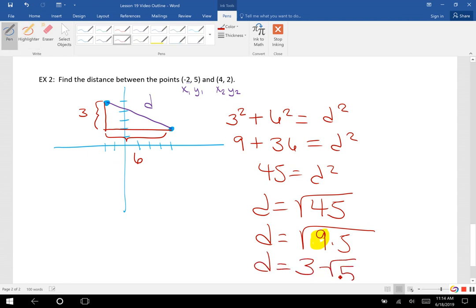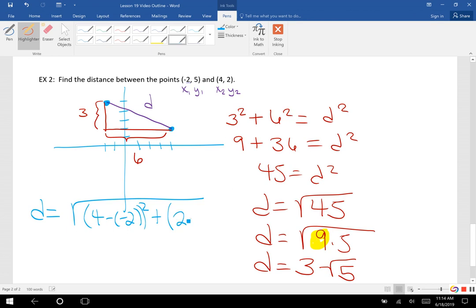You could also use the distance formula. You could just memorize that formula and plug those numbers in. So your change in x would be 4 minus negative 2, that's squared, plus y2 minus y1, so negative 2 minus 5 squared. This should give you the exact same answer. Personally, I like to draw the picture because I have a little bit less to memorize, and it just makes a little bit more sense to me with a picture.